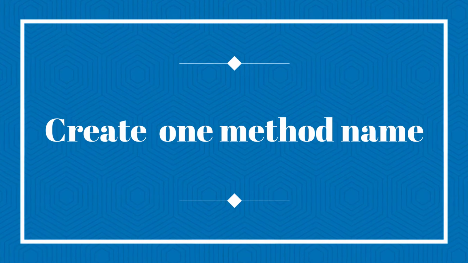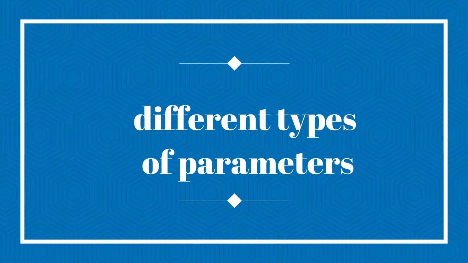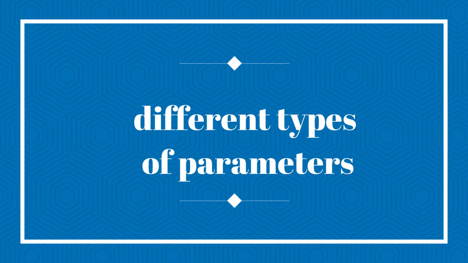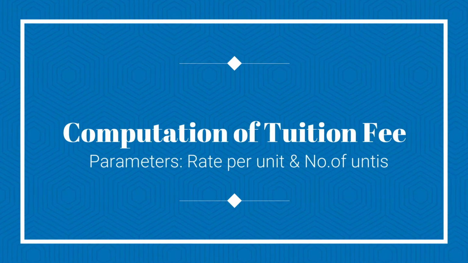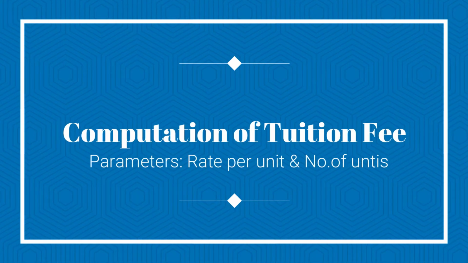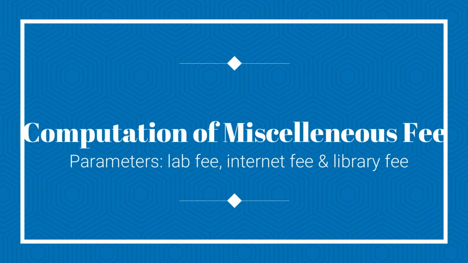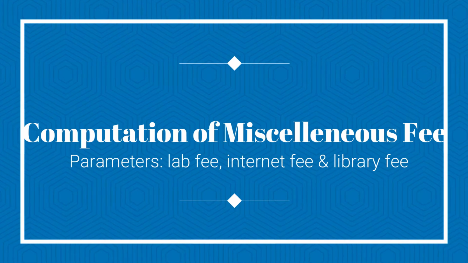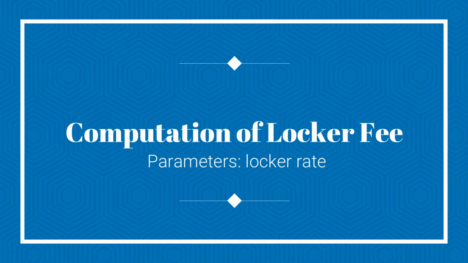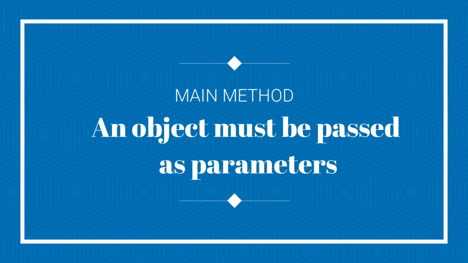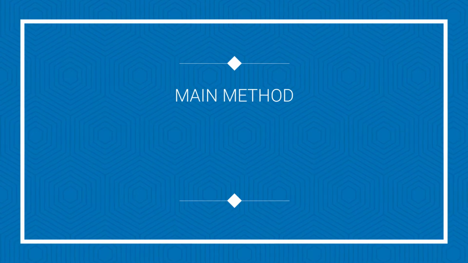So I'm going to create one method name having different types of parameters. The first function's parameters are for the computation of the tuition fee, computed by the rate per unit and the number of units. The second function's parameters are for the computation of the miscellaneous fee. The third function's parameters are for the computation of the locker fee. Then in our main method, our object should pass a parameter.